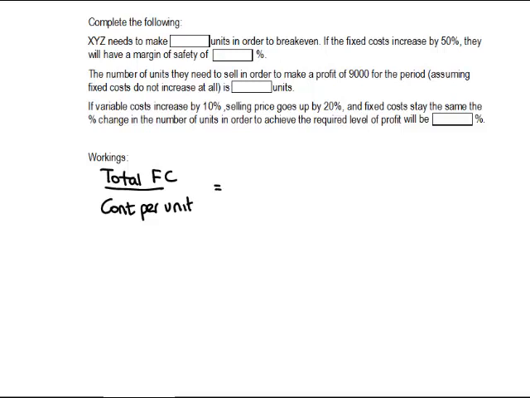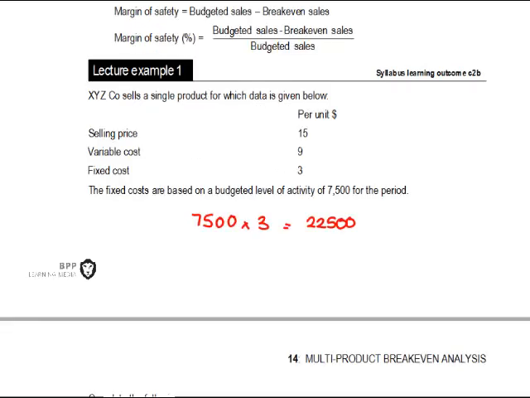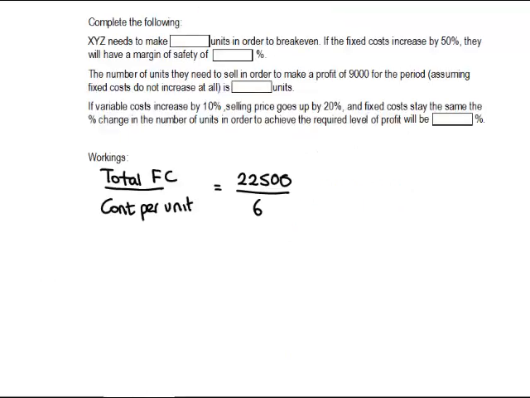Now I've just worked out the total fixed costs here, $22,500. The contribution per unit is 15 minus 9, which is 6. So 22,500 divided by 6 gives me 3,750 units in order to break even. So we can fill that in there.